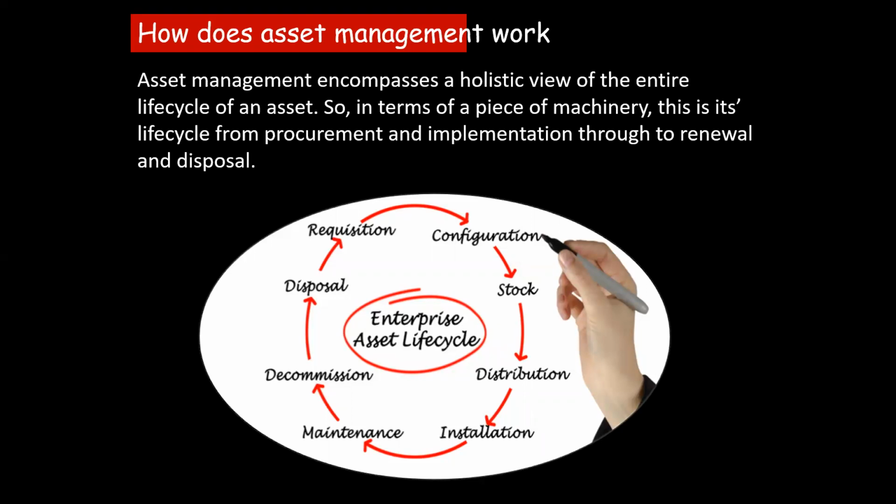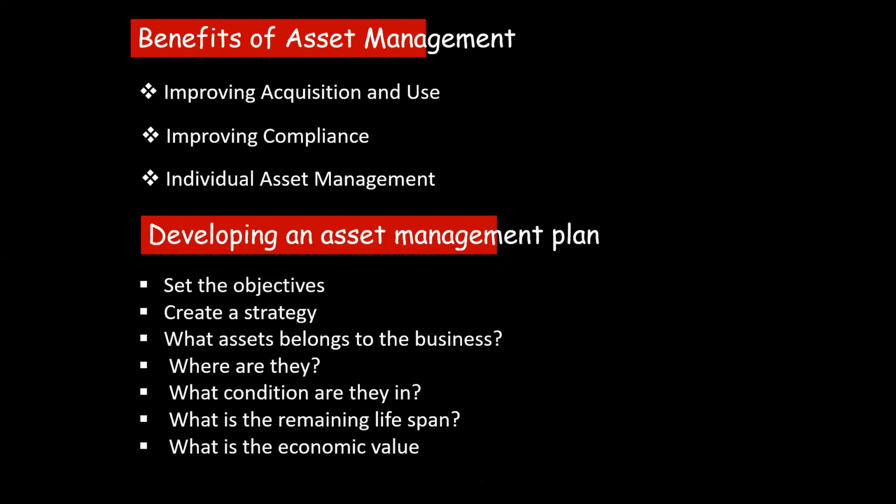That is, it starts from the stock distribution, installation, and leads to the disposal. So this is the machinery life cycle, we can say, that starts from procurement and ends in renewal and disposal. So now the next thing that we are going to talk about is the benefits of asset management.